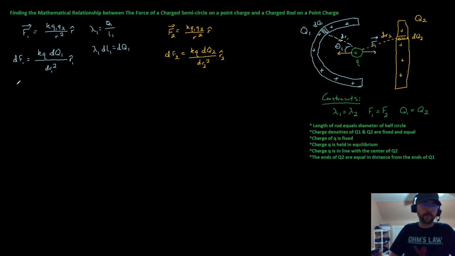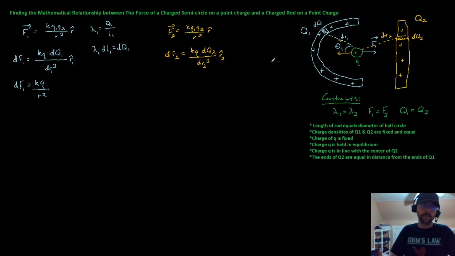So let's go ahead and start to rewrite this. We have df1 equals k. K does not change. K is a constant. It's always that value. Little q is this charge here. That does not change as we rotate around. dr is just r, the radius of the circle, and the radius does not change, so we can actually pull that out. R squared.